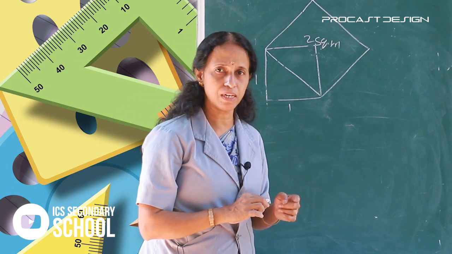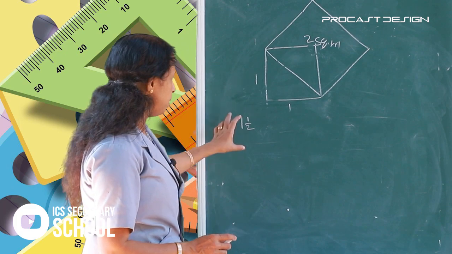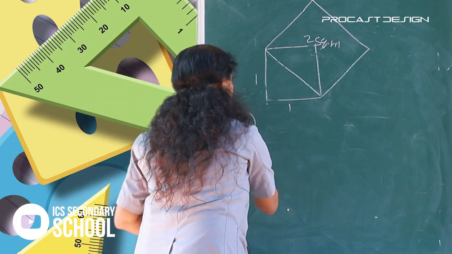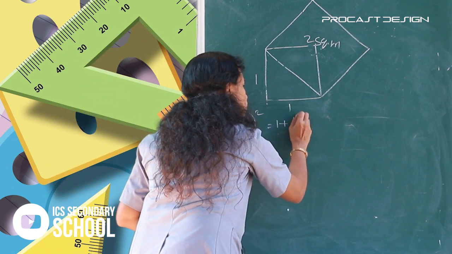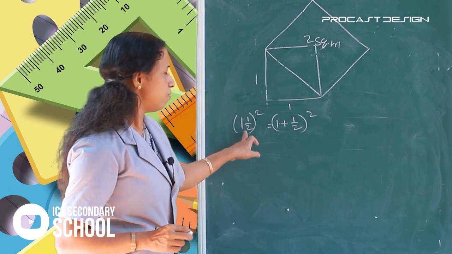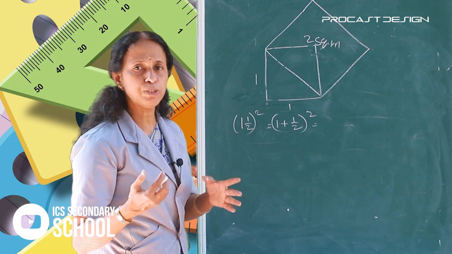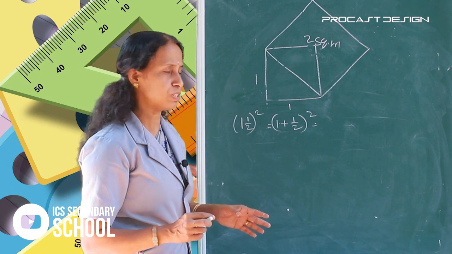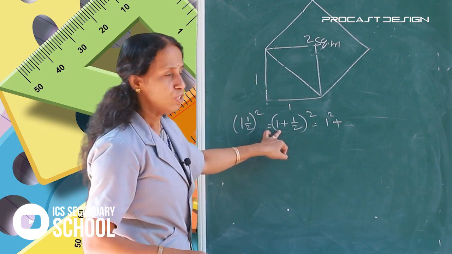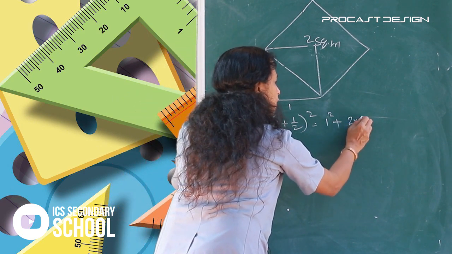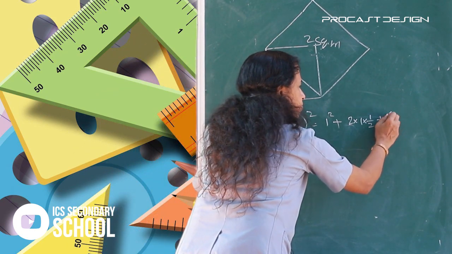If we take 1 by 2, that is 1 and a half, the square of this is (1 + 1/2) squared. We know that (a + b) whole squared is equal to a squared plus 2ab plus b squared. This can be written as 1 squared plus 2 into 1 into 1 by 2 plus (1 by 2) squared.